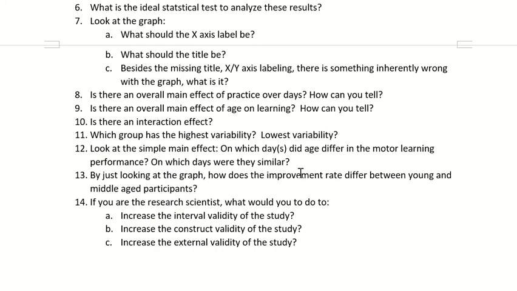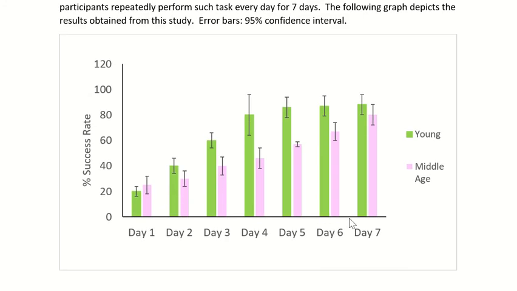Now let's take a look at over here. Number 13, by just looking at the graph, how does the improvement rate differ between young and middle-aged participants? Let's take a look at the young men. Just looking at their performance, you can see that they go up very quickly, right? In day one and day two, you see a significant increase in the young men, and from day two to day three, there is another significant increase. And at day four, you see an increase, but you don't know if it is significant. This is probably not significant due to how large this variability is.